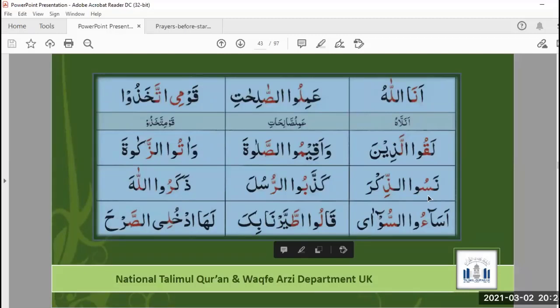Nasuzzikra. Nasuzzikra. Nasuzzikra. Zikra. This is not a kaf sound here. This is a different kaf. If it's a kaf with two dots, then you say zikr. But this zik, no second sound. Yes, that's the difference between the other kaf and this kaf. Yeah. Nasuzzikra. Well done.